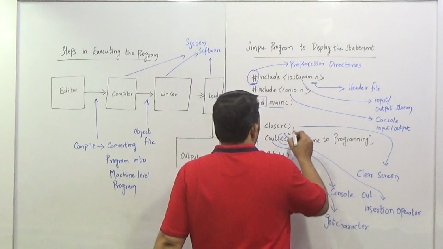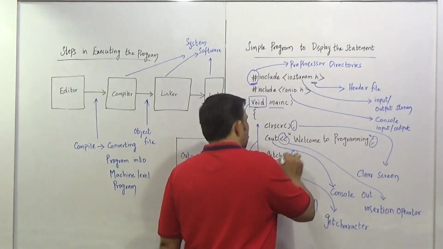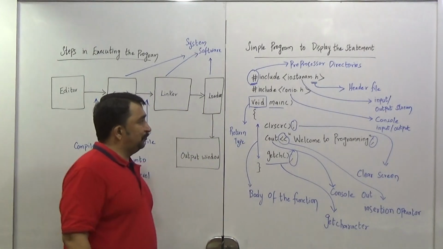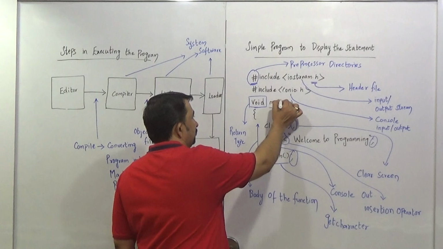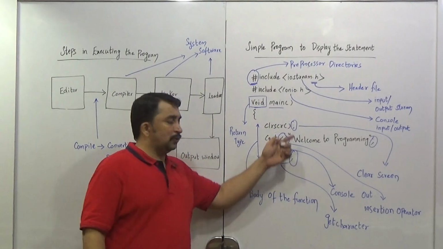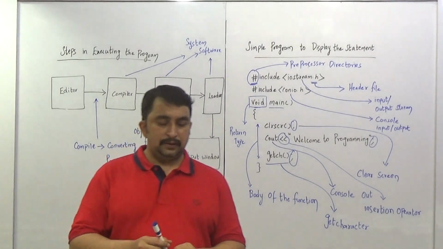Now, there are three important things that you need to notice. A semicolon, which I have used in every line. What is the use of this semicolon? Why have I given this semicolon?